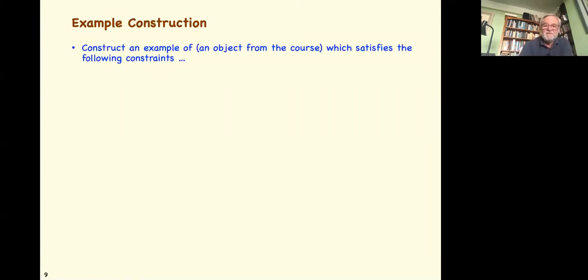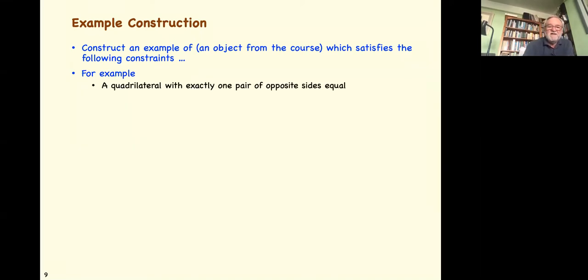So you can ask people to construct an example of an object from the course which satisfies certain constraints. Here's one of my favorites. I know it's nothing to do with any of the courses you'll be teaching, but nevertheless, I like it, if it comes up. Would you please sketch a quadrilateral with exactly one pair of opposite sides equal?